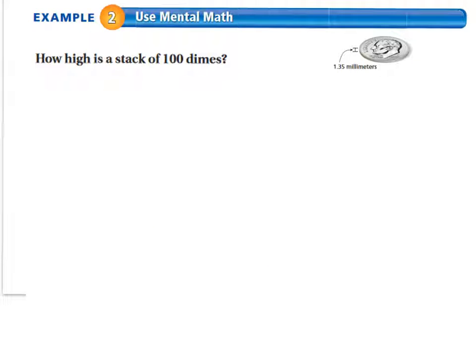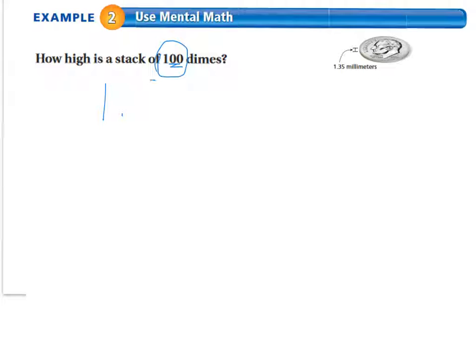Example 2, use mental math. How high is a stack of 100 dimes? The diagram shows us that 1 dime is 1.35 millimeters high. What we need to figure out is how high would that stack be if we put 100 dimes one on top of the other. They're asking us to use mental math, so let's think about what we know about multiplying by powers of 10. Here we're multiplying by 100. Remember, when we multiply by a power of 10, we count the zeros. There are 2 in 100. So we can move the decimal point 2 places to the right and get our answer.